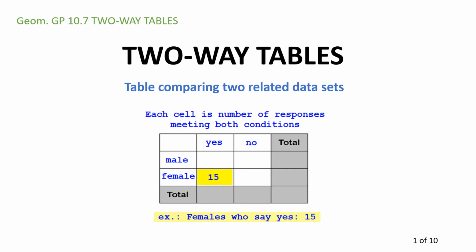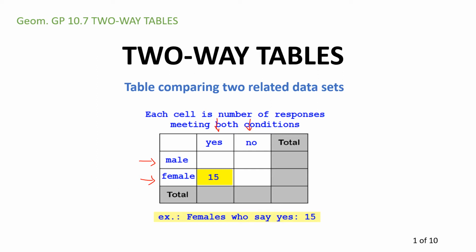Hello, geometry students. In this lesson, the concept of a two-way table, which basically is a table of information that's got different variables in it. It's called two-way because you can either make the table this way, focusing on a person's gender or sex, or you can make the table this way, focusing on whether they said yes or no to a question that you might have asked. So it is a table comparing two related data sets. The yeses and the nos is one set, the male versus the female is another.